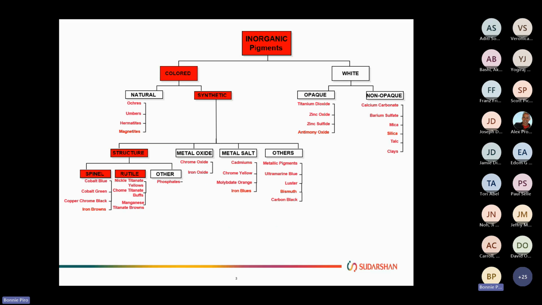A little deeper dive into the inorganic tree of areas. So talked about them being structured. The two main types of structures are the spinels and the rutiles. So you can see some of the more important types of CICPs in these two categories. A lot of these you'll recognize that are being used very much in today's application areas.